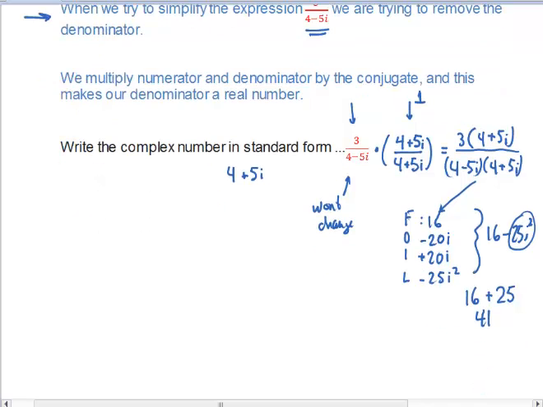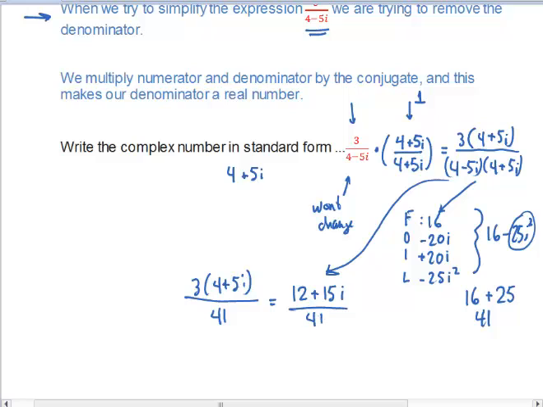So as a result, I have 3 times 4 plus 5i in the numerator, but in the denominator now I only have the number 41. Hence, I've removed the complex nature of the denominator. I can either leave the number as is, or I can distribute the 3. So I have 12 plus 15i all over 41, or I could leave it as such, depending on what type of work we're going to do with the problem after this.